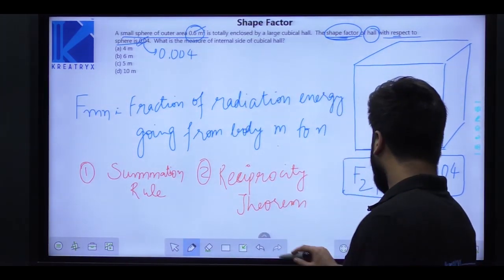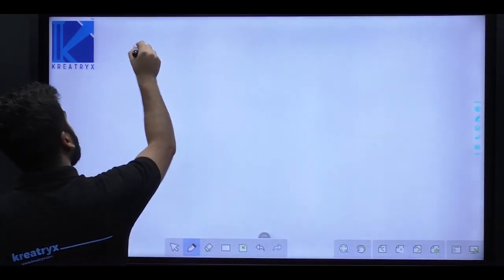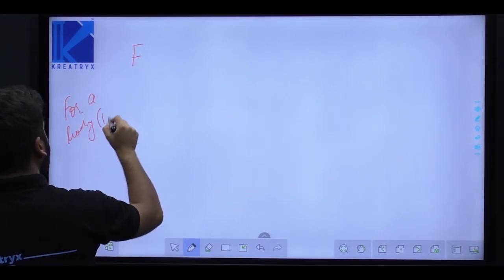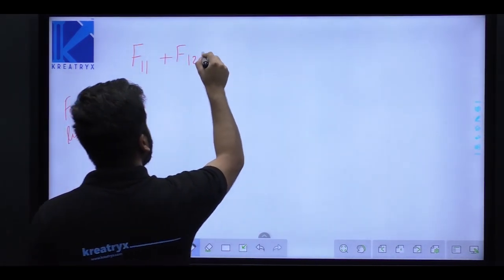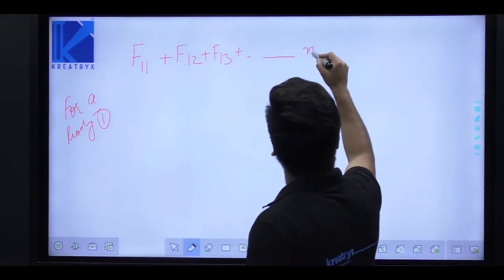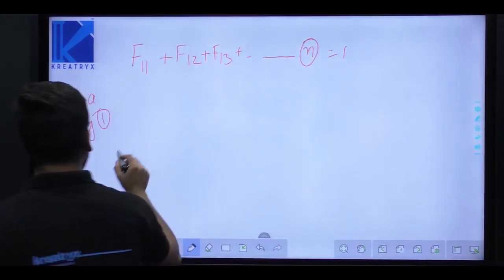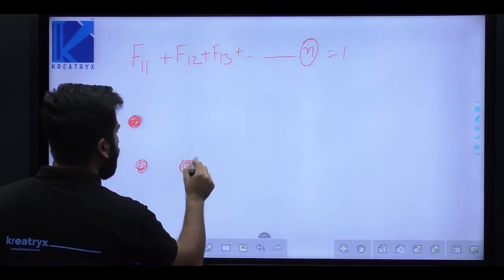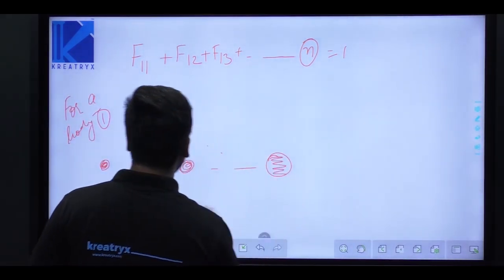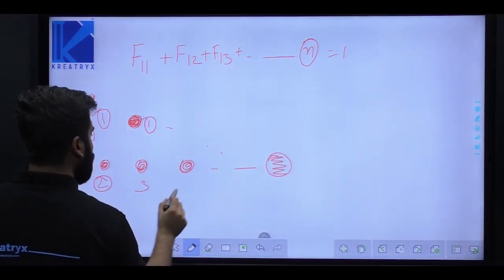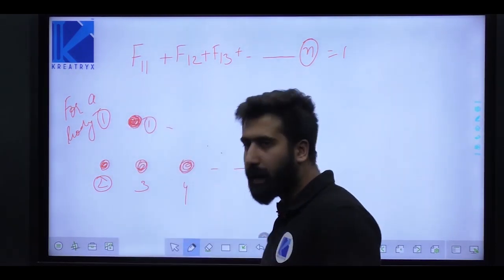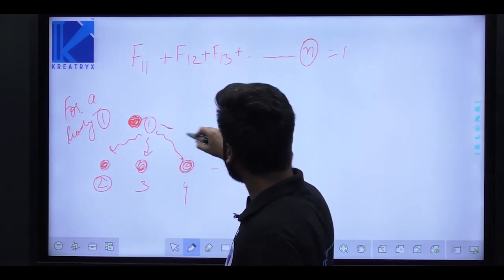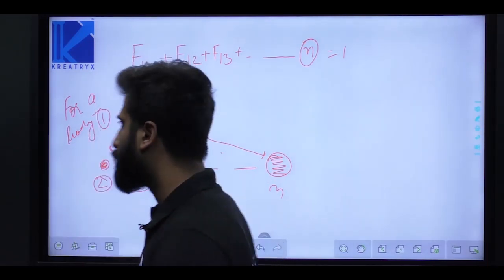So what is the summation rule? This states that for a body 1, F11 plus F12 plus F13 up to the number of bodies, let it be n, is equal to 1. Suppose there are n bodies: this is one body, this is second, third, fourth, and there are many, up to n. So the fraction of radiation energy falling from 1 to 2, from 1 to 3, from 1 to 4, from 1 to n sums to 1. This is the summation rule.